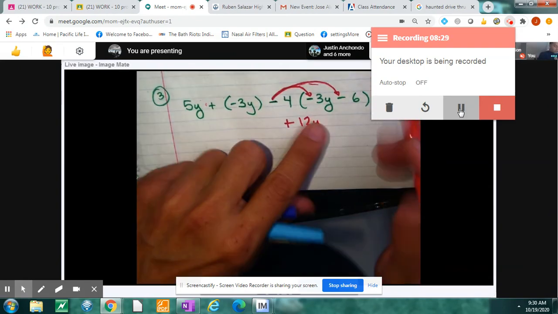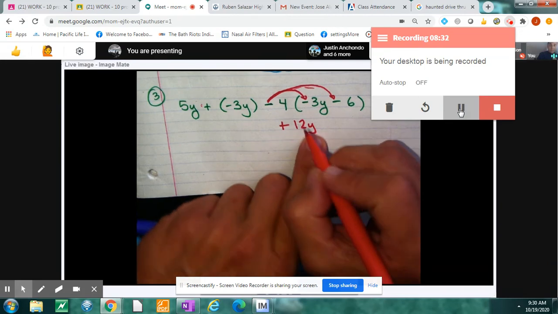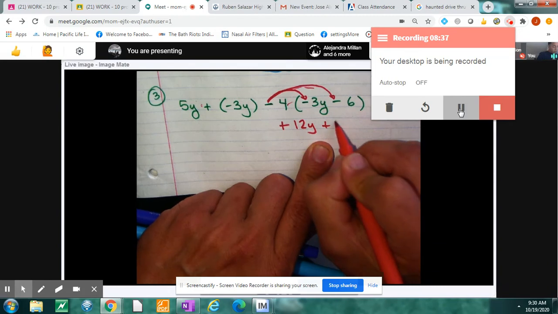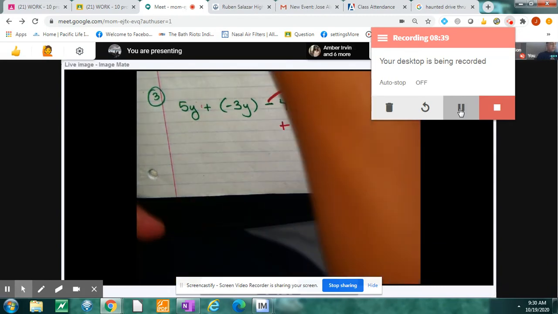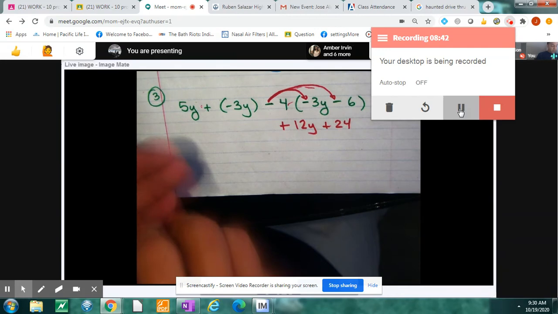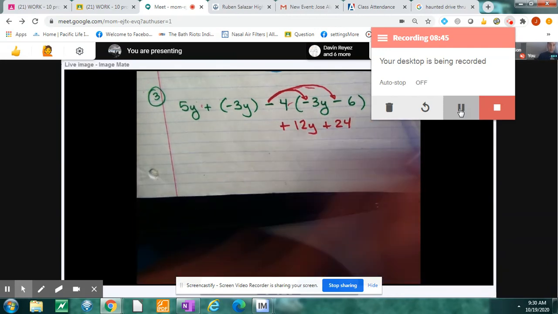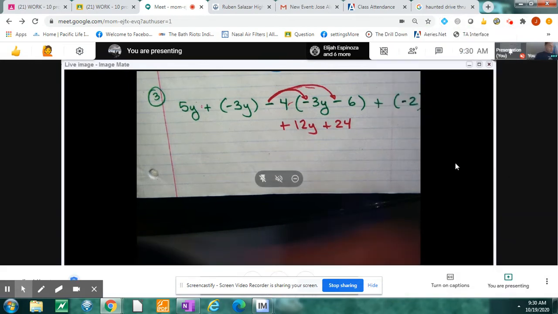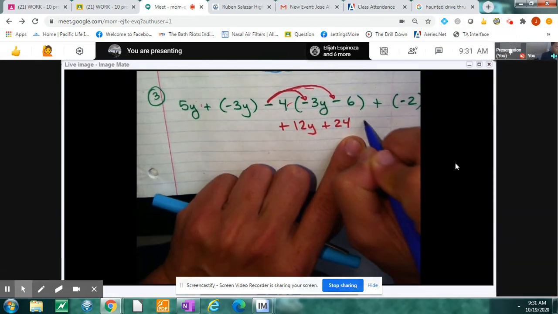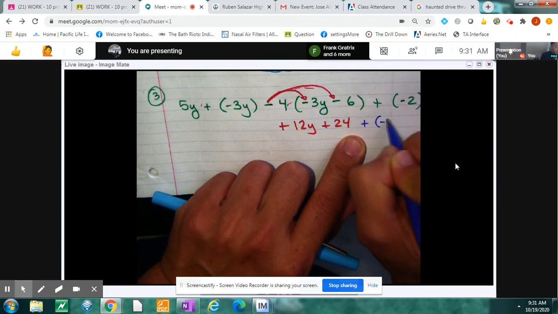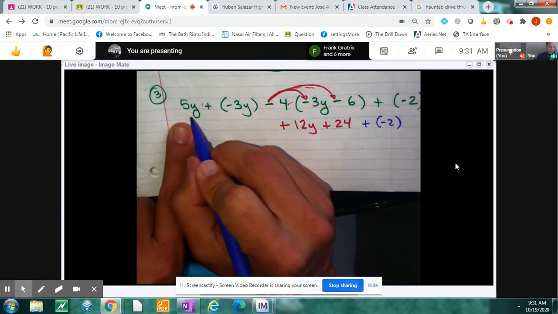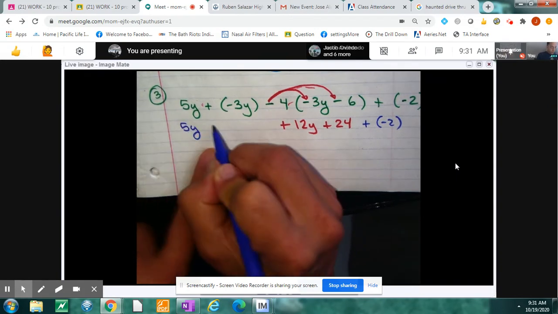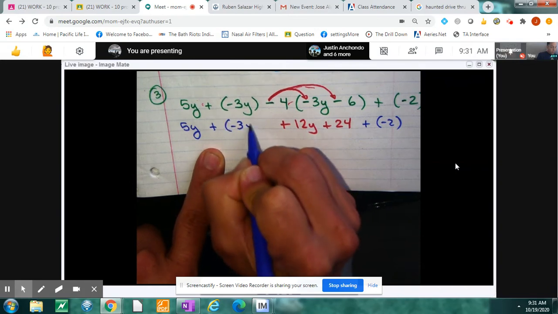And then negative times a negative is a positive. And then 4 times 6 is 24. Now, what do we do with everything else? Well, if you look at it, there's nothing here, right? So there's nothing there with the plus -2. So all we have to do is drop it down. What about the 5y? Well, there's no negative negative, so 5y, drop it down, plus -3y.